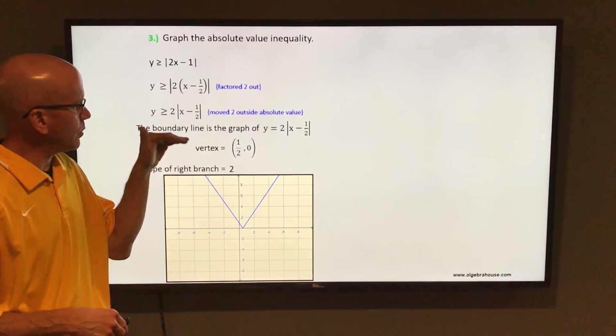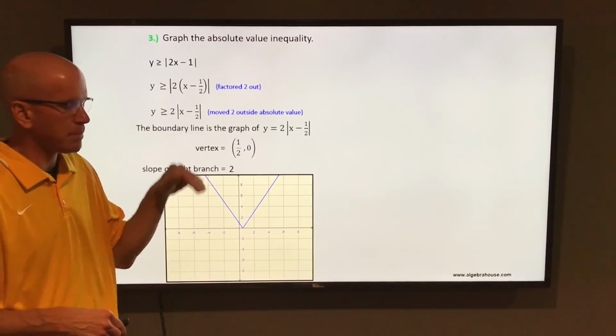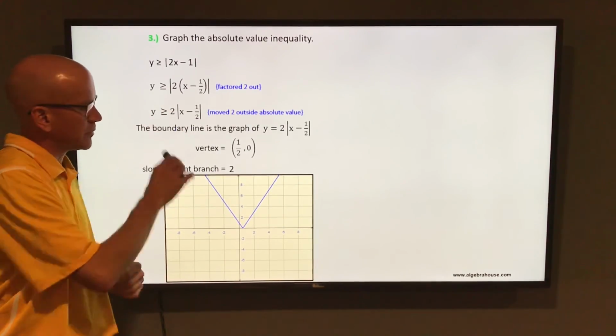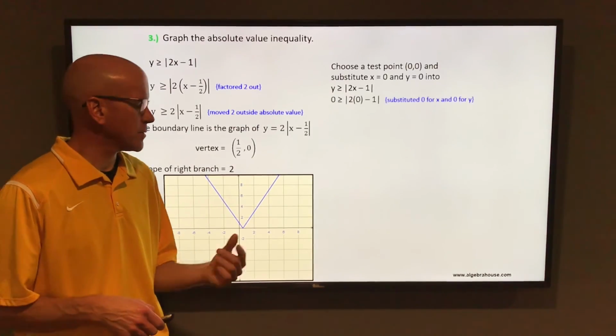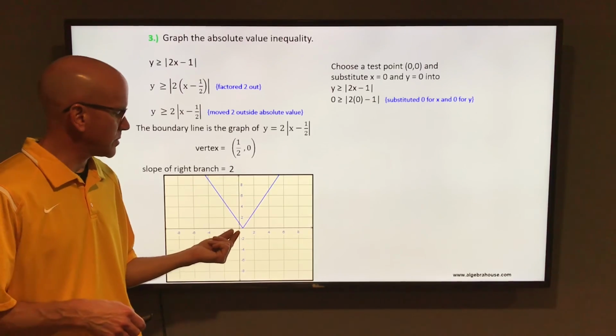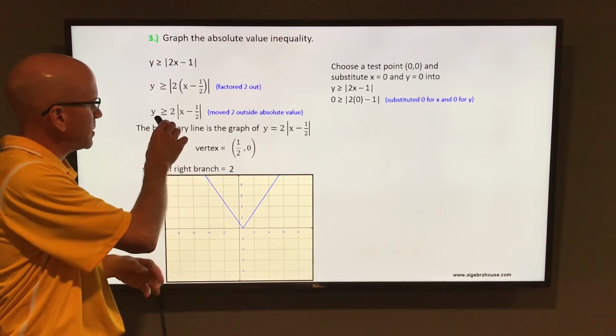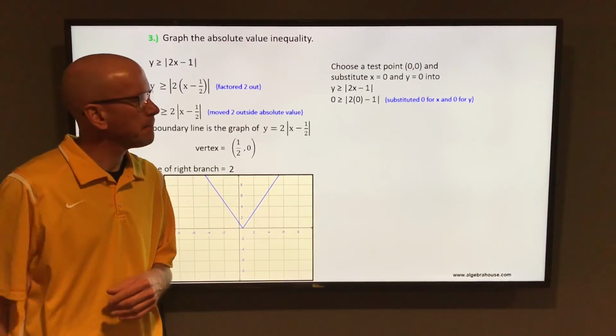I told you we would be shading everything above that boundary because we have a greater than or equal to sign when it's in general or standard form. If you're not sure, use the test point 0, 0. I can tell you right now, 0, 0 is not going to be a solution because we're going to be shading everything above that boundary line.